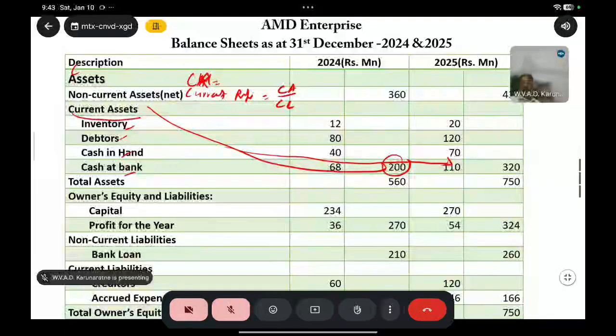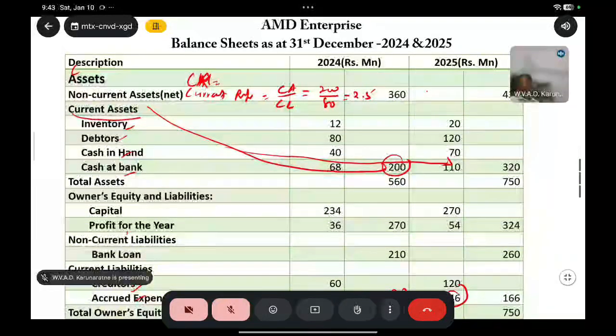So how to calculate current assets here? The current liabilities also. Under the current liabilities, in this case, we have only 2. The totals are here, 80 and 46. So how to calculate the current ratio for year 2025? Current assets are 200, current liabilities are 80. So yes, the answer is 2.5.